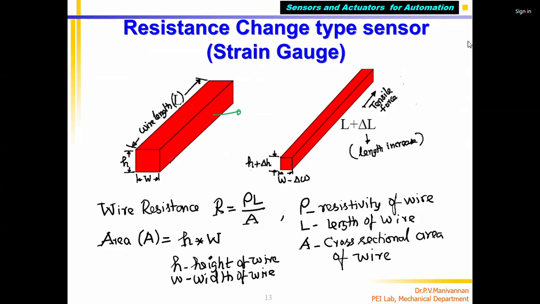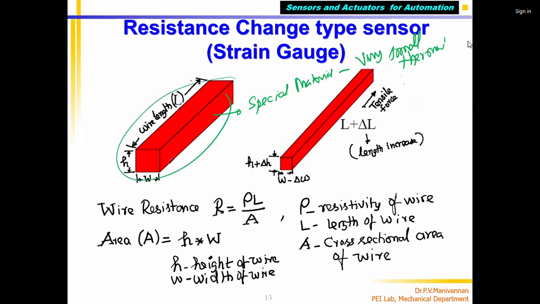No. That is why they use a special material, which will have very small thermal expansion. Very small thermal expansion. That's why they don't tell the secret. I told you copper wire for understanding purpose. This strain gauge is made by few companies around the world. They are leaders. One company called HBM, Hottinger Baldwin Messtechnik. It is a German company.